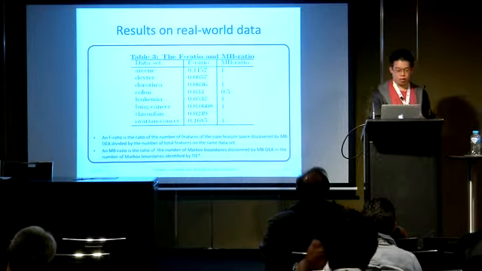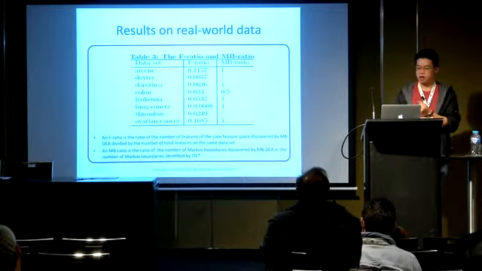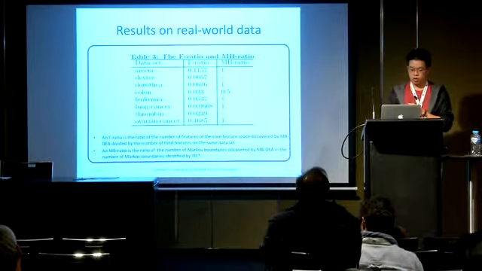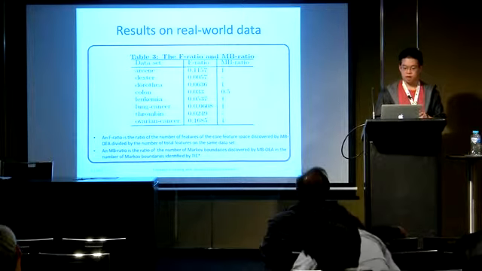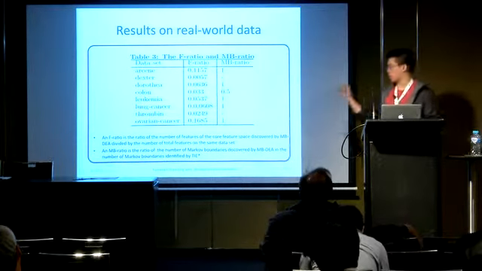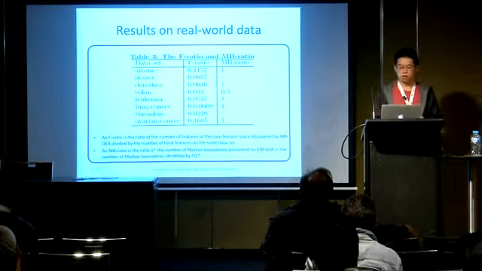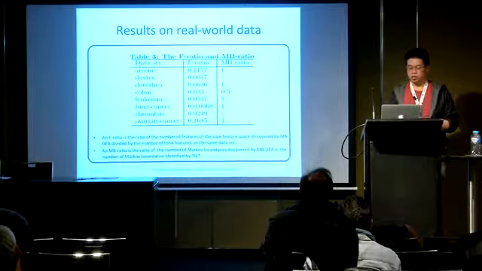And the MB ratio is the ratio of the number of Markov boundaries discovered by MB-DEA compared to the number of Markov boundaries identified by TIE. So basically, this is showing that most of the Markov boundaries that our algorithm discovered can also be discovered with the baseline method.